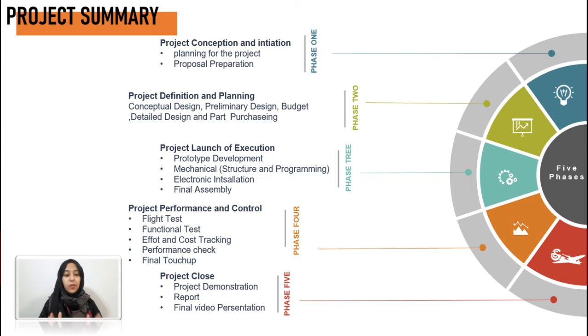For the project summary, we have 5 phases. First phase is the project conceptual and initiation, which is the planning for the project and the proposal preparation. Phase 2 is the project definition and planning, which is the conceptual design, preliminary design, budget, detail design, and the part procurement. Phase 3 is the project launch or execution, which is the prototype development, mechanical structure and programming, electronic installation, and final assembly.